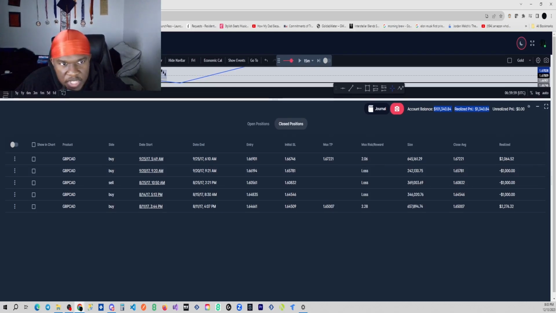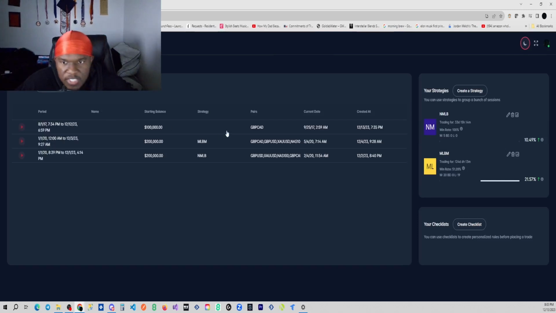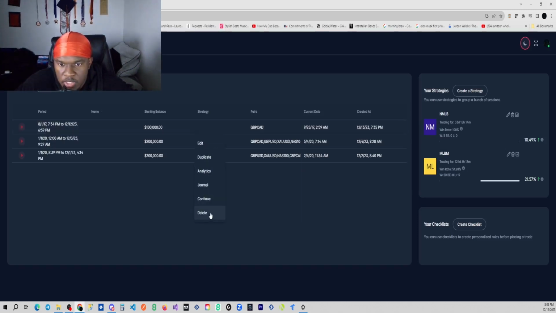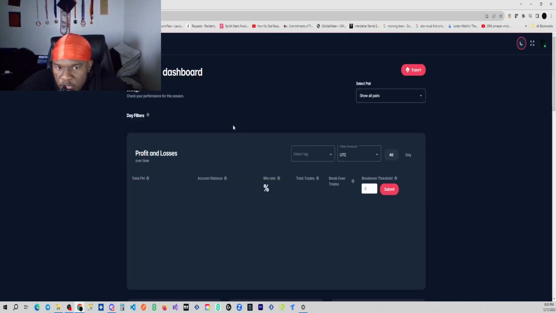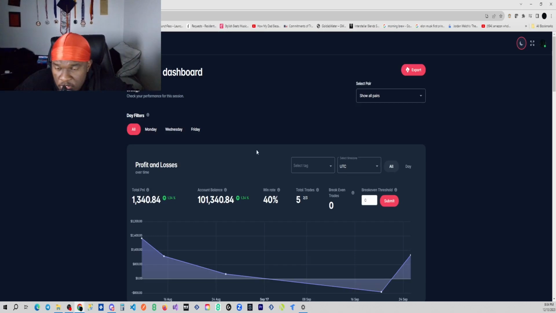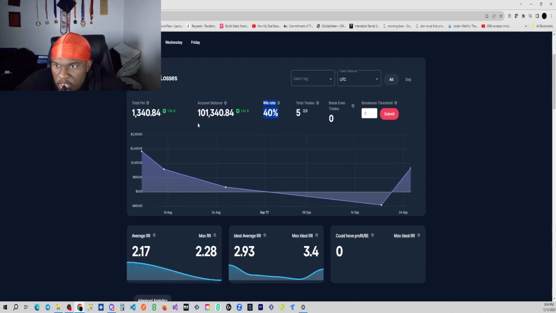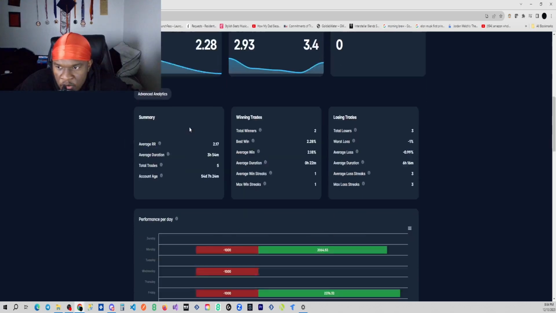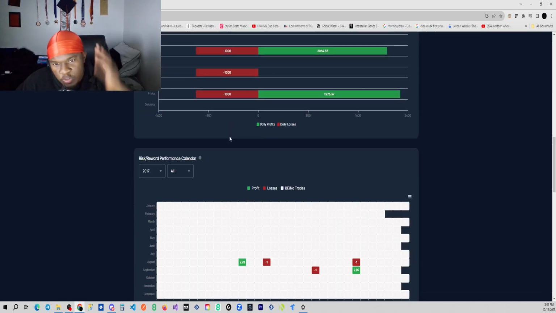If we go back to backtesting, you can see all the days you took it, whether it was buy or sell, the entry, and so on. If we go back to the dashboard and go to analytics, it tells you everything you need to know. Win rate 40%. We're up 1.34%, ideal RRR 2, and so on. So this is a beautiful software.